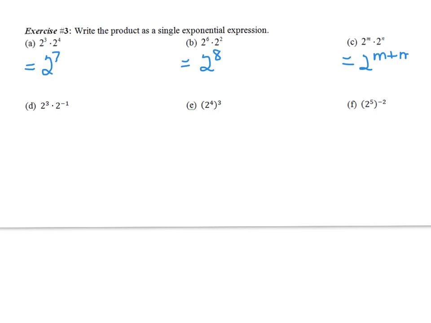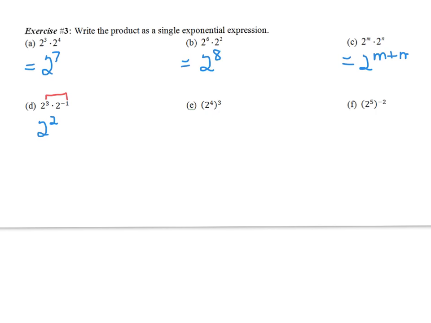Now that multiply rule applies whether my exponents are positive or negative or fractions or integers. So in part D, I'm multiplying 2 to the 3rd times 2 to the negative 1. So I'm going to take my base of 2 and keep it, but then add those exponents together. 3 plus negative 1 gives me 2 to the 2nd power.